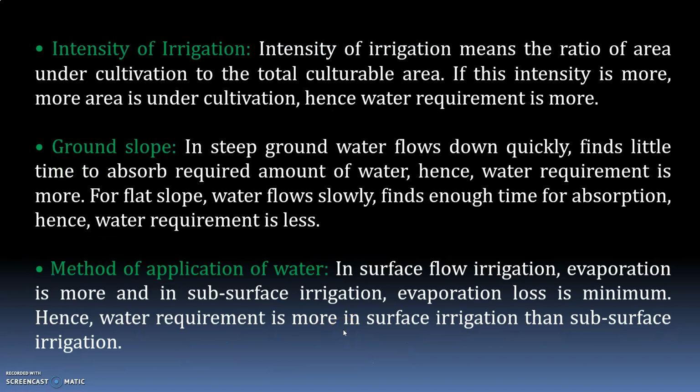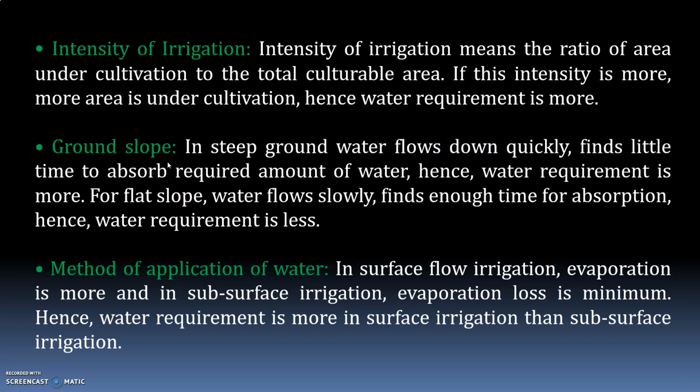And then intensity of irrigation. Intensity of irrigation means the ratio of area under cultivation to the total culturable area. Okay, it is the ratio of area which is under cultivation, means it is to be irrigated, to the total culturable area, means the total land available for the irrigation. If this intensity is more, more area is under cultivation, hence water requirement is more.